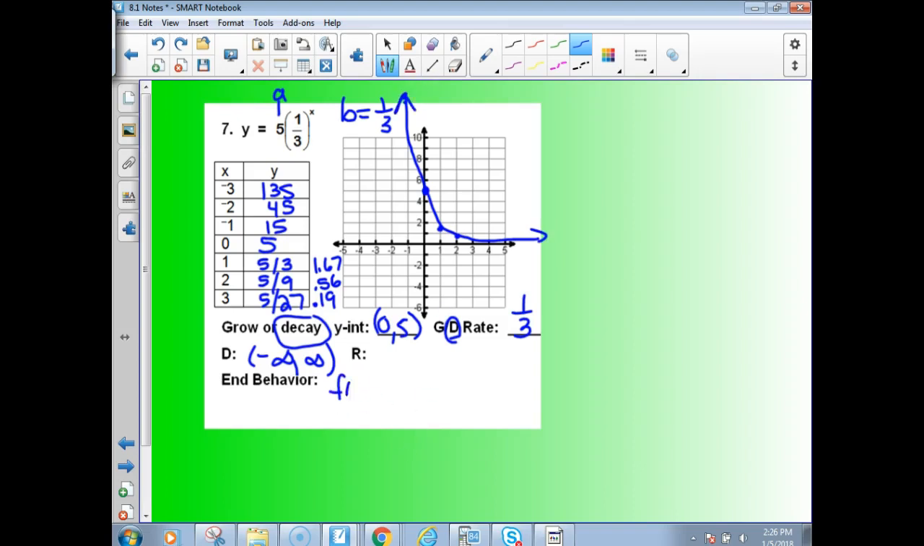End behavior, f of x is approaching infinity as x approaches negative infinity. And f of x is trying to get to 0, approaching 0 on the right as x approaches infinity. Oh, don't know why I forgot it. 0 to infinity. Forgot to write the range down.